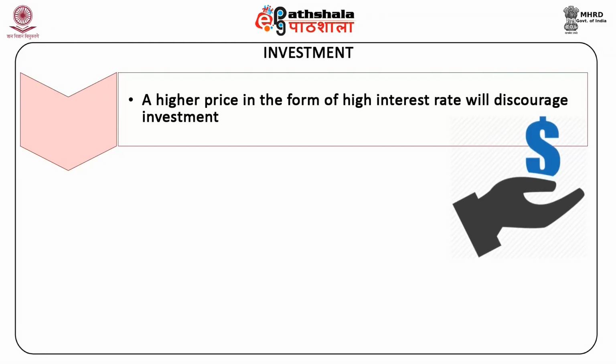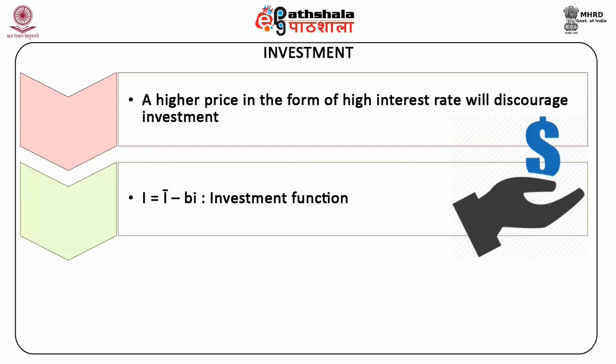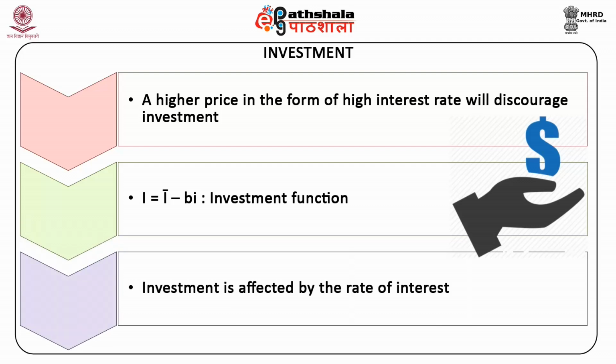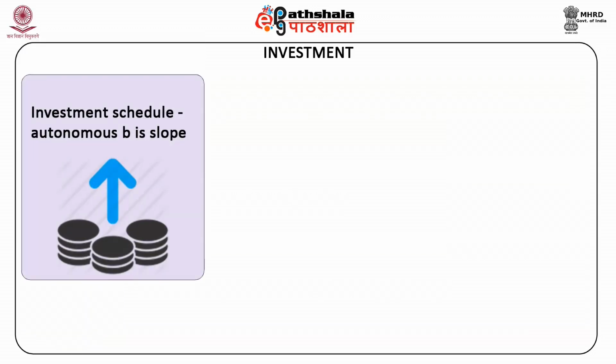Thus, the investment spending function is I = Ī - bi, where Ī is the autonomous investment. In this investment function, investment is affected by the rate of interest, that is i. A higher interest rate lowers the planned investment. The coefficient b measures the interest rate sensitivity of investment. It measures how responsive investment is to the rate of interest. The investment schedule is determined by the autonomous investment, and the term b is the slope of the investment curve.